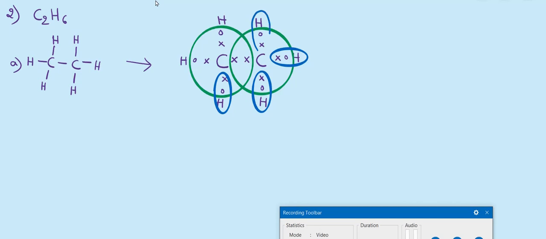You write like this. Okay, you circle like this. Okay, and you do one more circle here. So this is the dot structure of ethane. This is called ethane. This is the dot structure of ethane, and this is the molecular formula of ethane. So this is also the structure of ethane. Then we will move to the next structure.